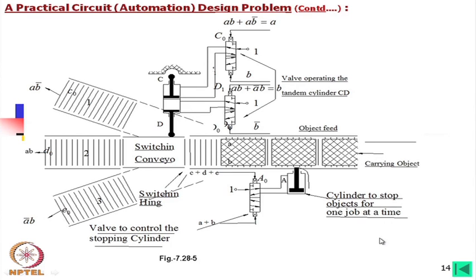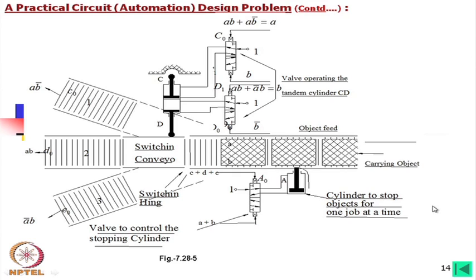Now, look at this. This is a real system. There is a conveyor moving right to left. On that conveyor, the objects are coming from another source. Sometimes you might be putting them there manually, or maybe they are coming from another conveyor. Let us consider a factory where the finished products are coming into the main conveyor here, and then they need to be sorted out.